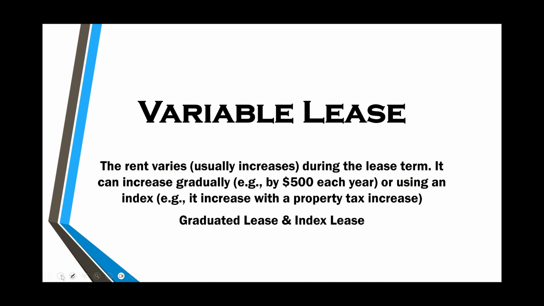In some other instances, it could be increasing based on some index, based on some factor. The example I give on the screen here would be property taxes. So let's say the property taxes increase by 5%, then your rent will increase by 5%. If property taxes increase by 2%, your rent could increase by 2% as well. That is a variable lease, but it's an index lease. So graduated is the same amount every year. Index is based on some factor, some index.